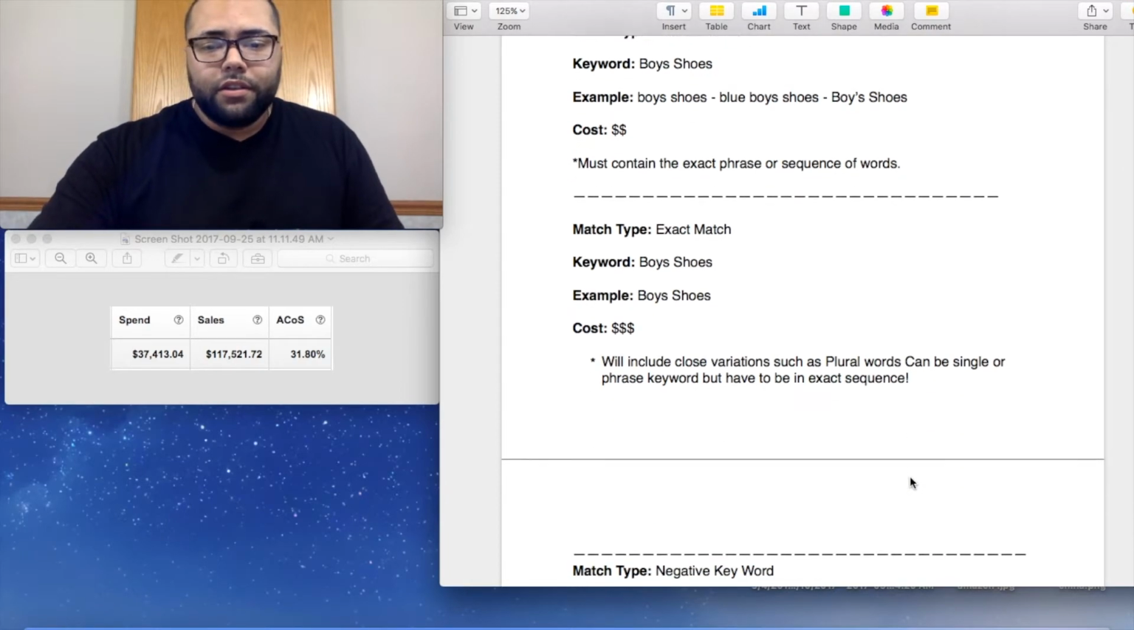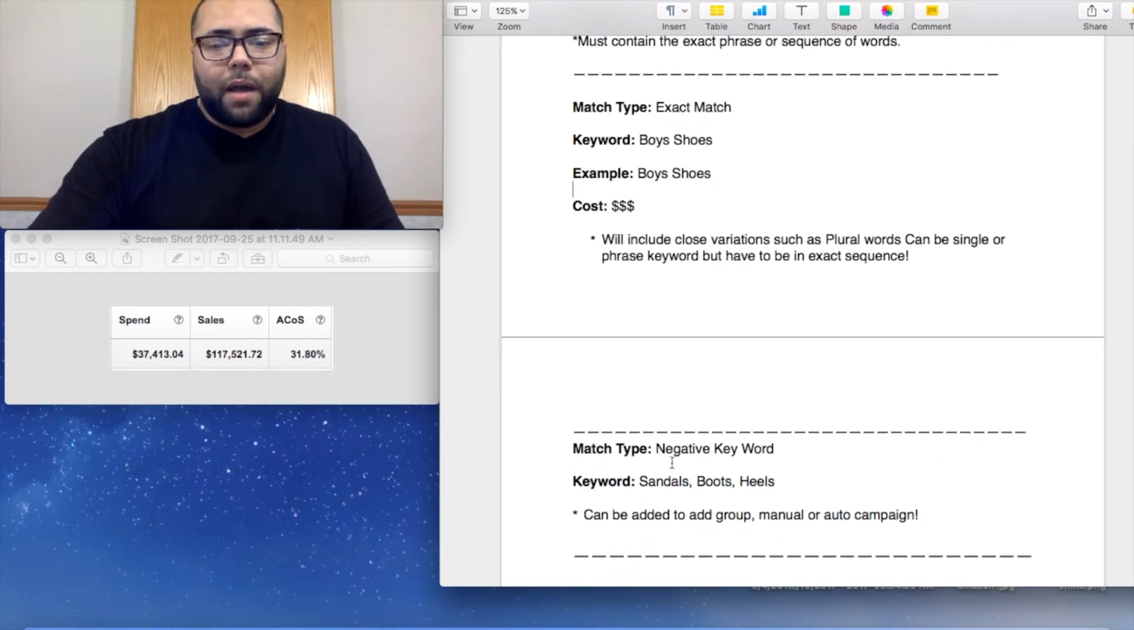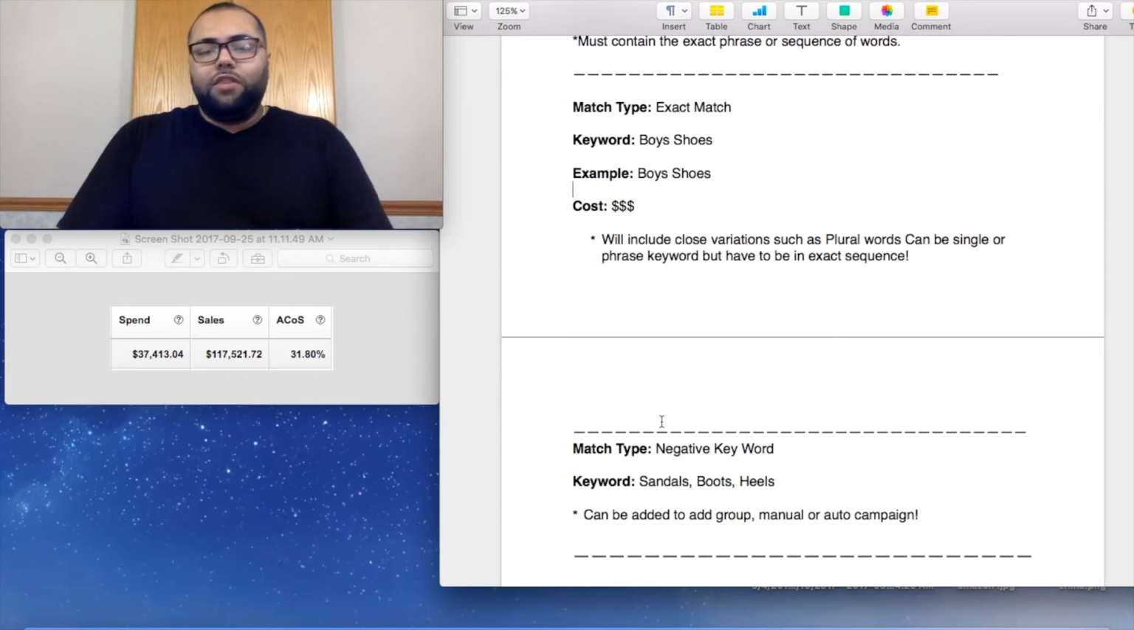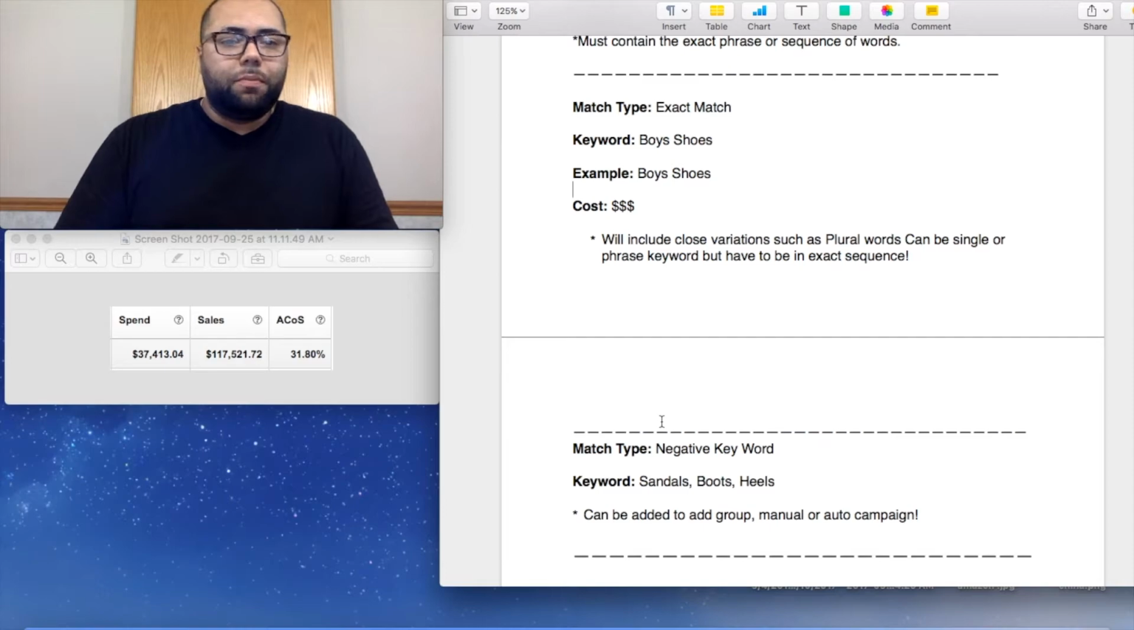All right, let's scroll down here. I put this under match type: it's negative keyword. So technically there could be 4 if you include the negative keyword. This is one that is super powerful, but I think a lot of people do not use it because of a lack of understanding. This will help drive your ACOS percentage down.